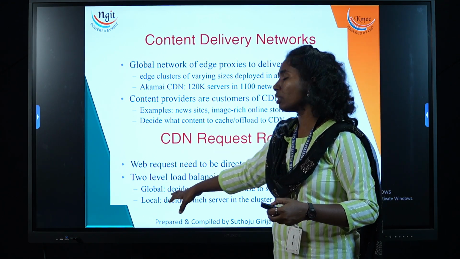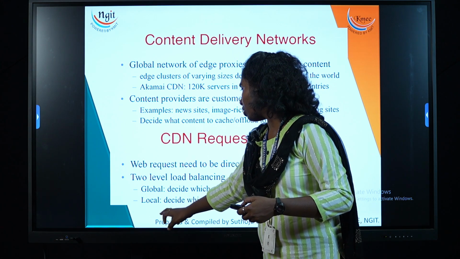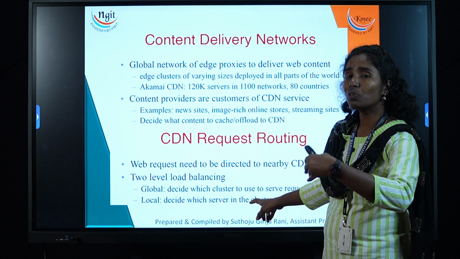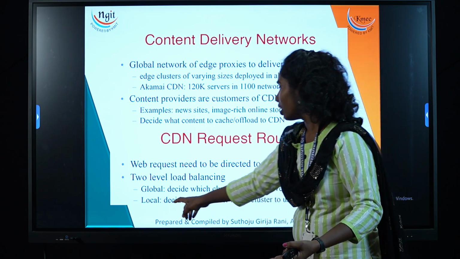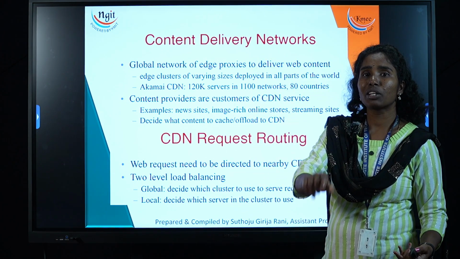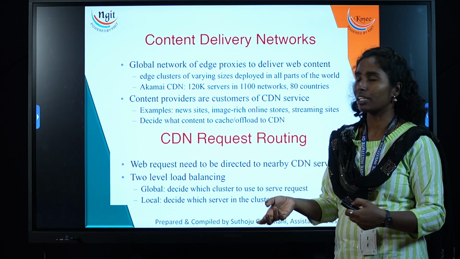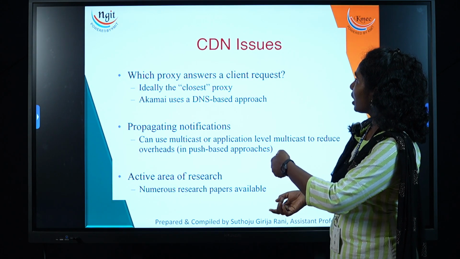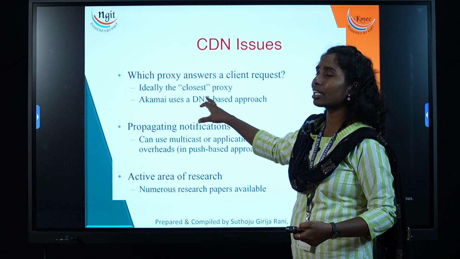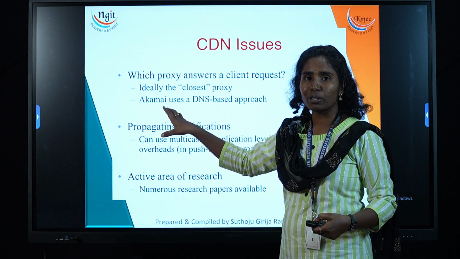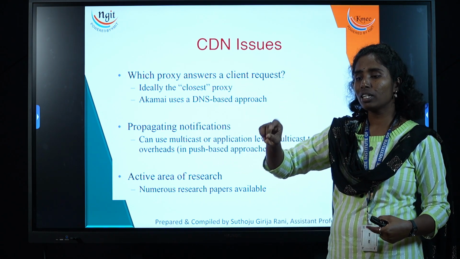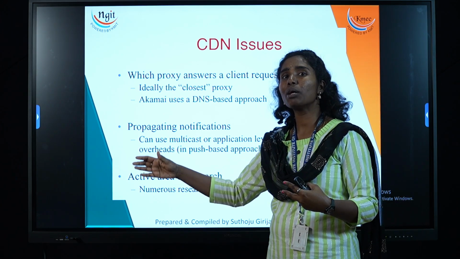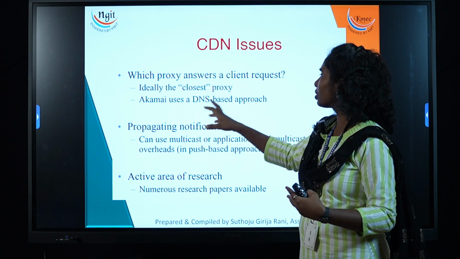So CDN requests are handled in two ways, global and local. Global decides to which server, to which service you send the request. Local is nothing but which server in the cluster I have to utilize. The main issues are like which proxy to be enabled. First issue: which proxy to be enabled. As a client I have asked for one request, so which proxy will be enabled among n number of web proxy caches? That is the first case.